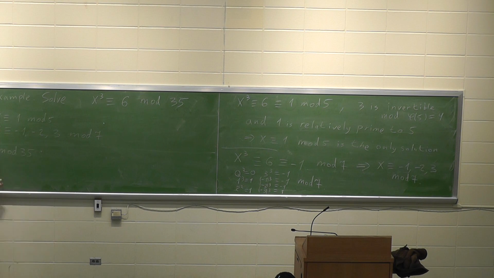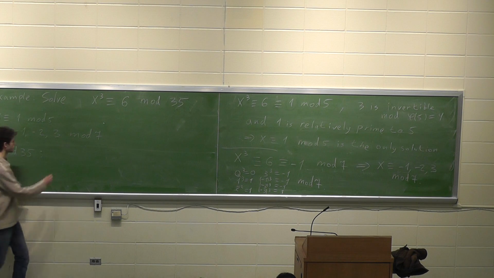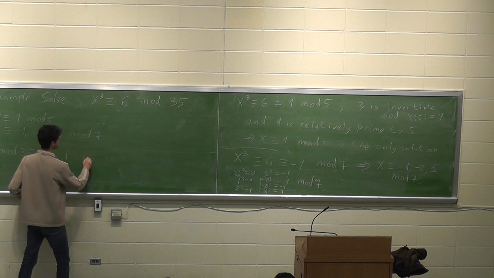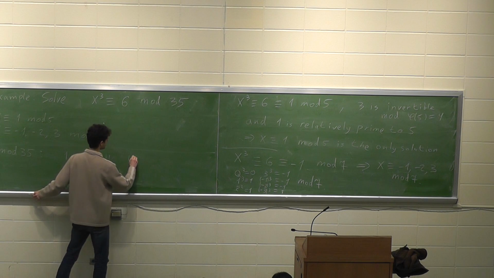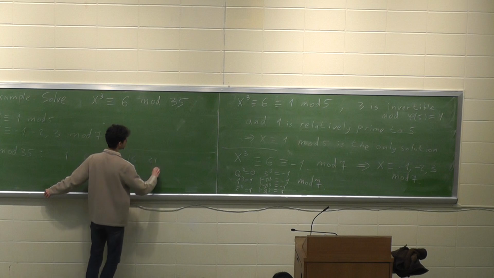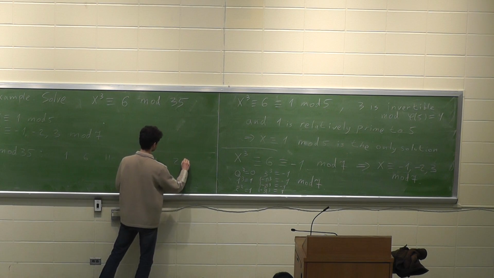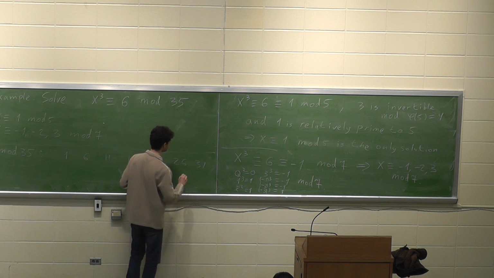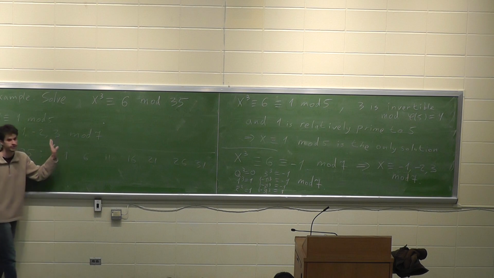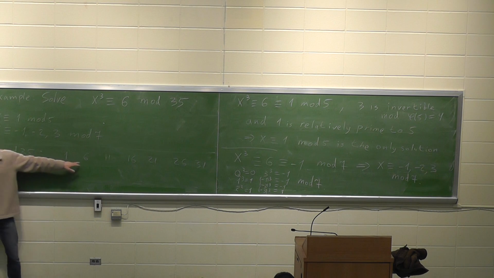Once again, we can solve linear congruences, but let's try just this. If x is 1 modulo 5, it could be 1, 6, 11, 16, 21, 26, 31, that's it, modulo 35. So these are all the numbers which are congruent to 1 modulo 5.